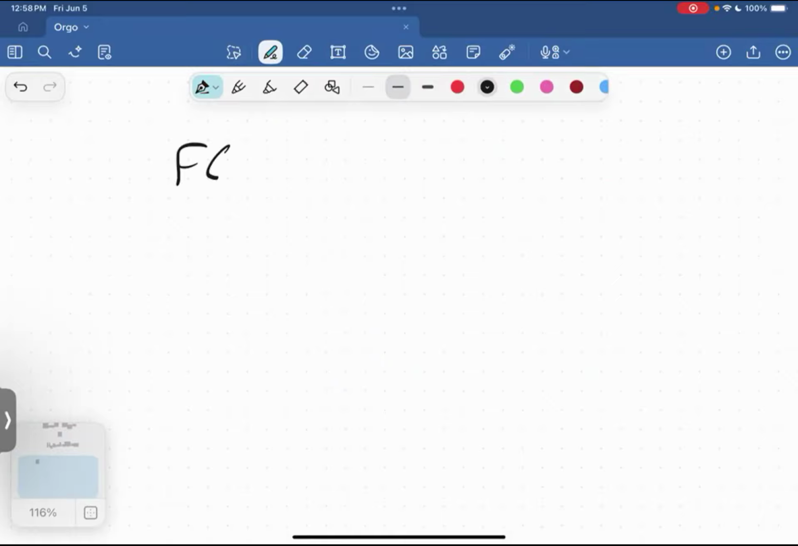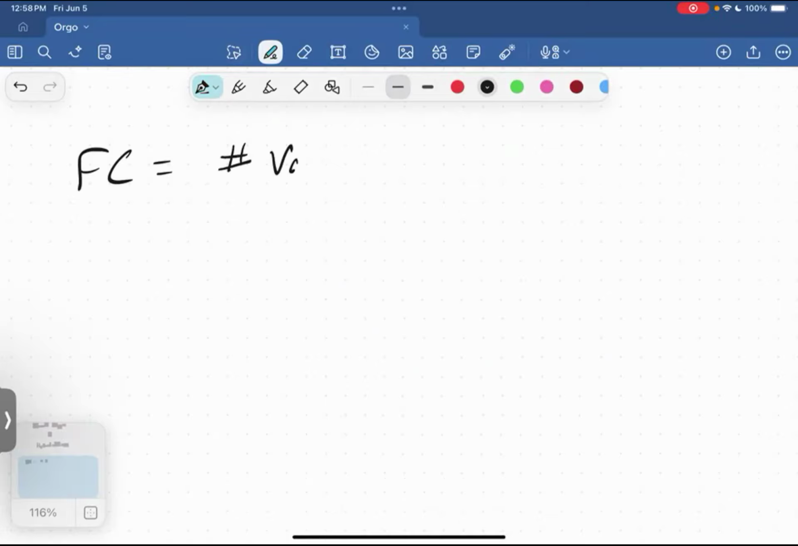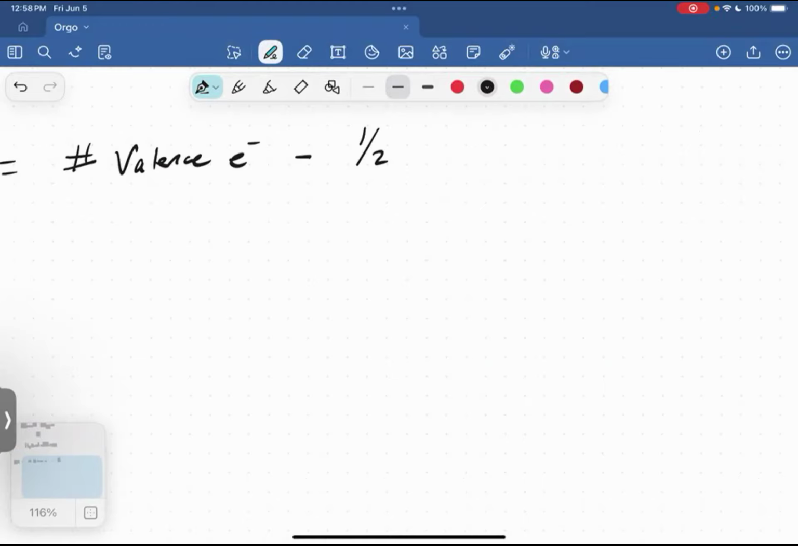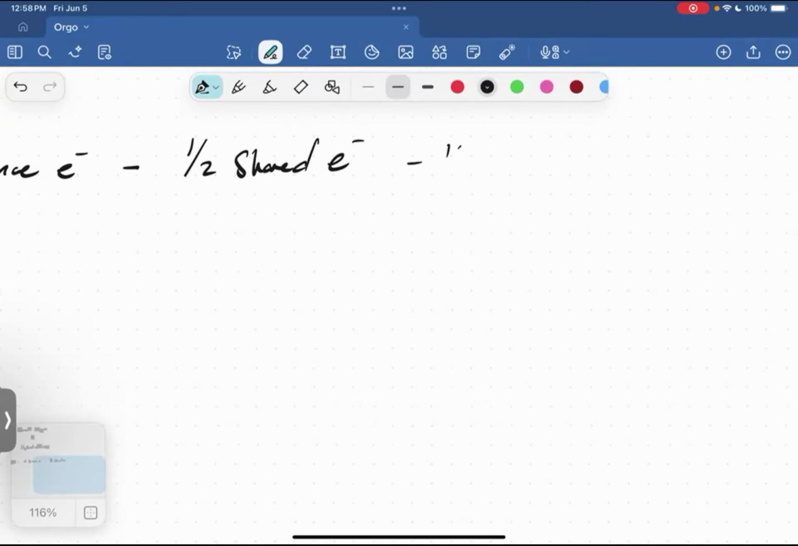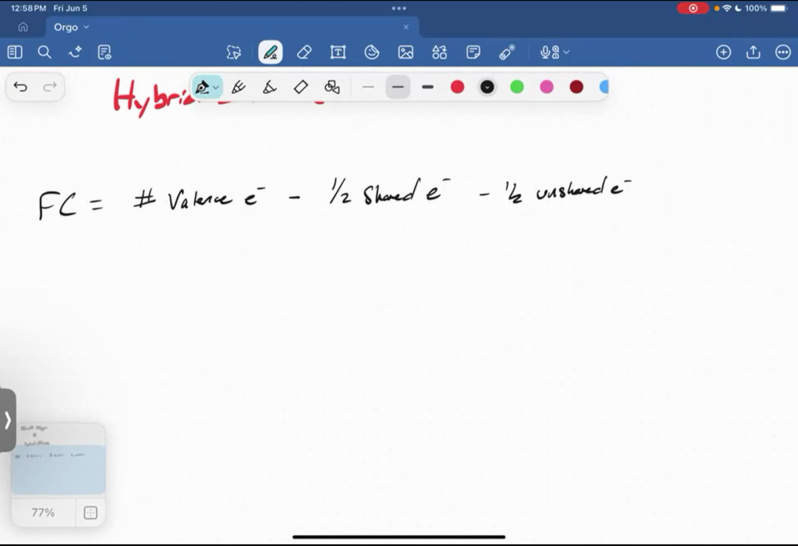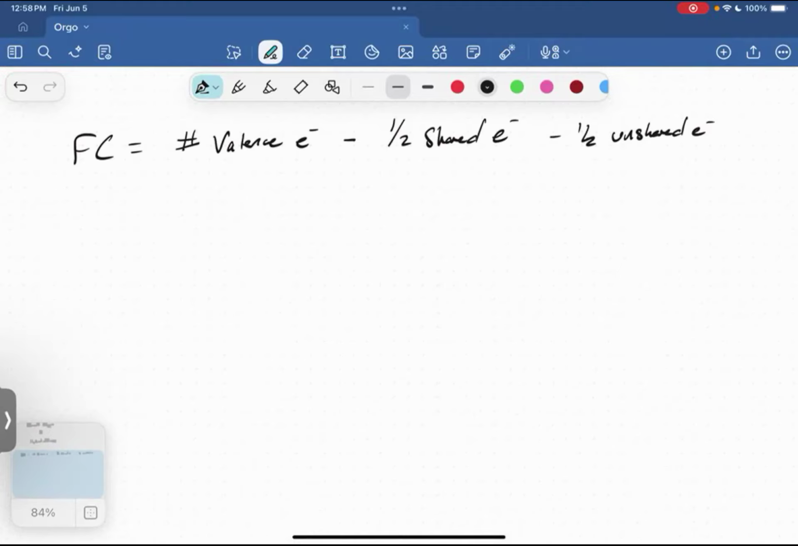So, formal charge equals the number of valence electrons minus half the shared electrons minus half the unshared electrons. To me, I don't like this formula at all. It makes me think of fractions, and I don't like fractions.